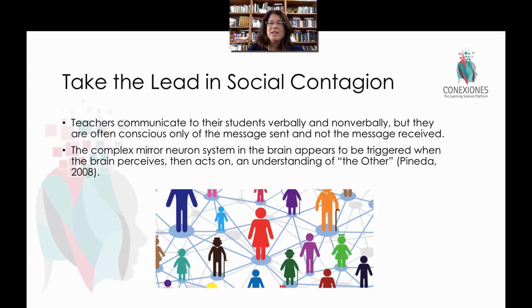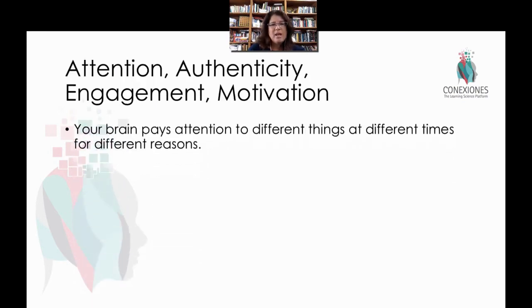But the key idea here is to understand the way you are, the way you feel, how motivated you are is going to have an impact on how motivated students can become. So five big ideas here, right? Your brain pays attention to different things at different times for different reasons. If you just keep and sustain the same thing over and over again, it gets boring. If you yell at the kid all the time, they just numb to it as well, right? So attention systems of the brain have to be taken advantage of. That's a whole other video. I hope you get a chance to look at that one as well.